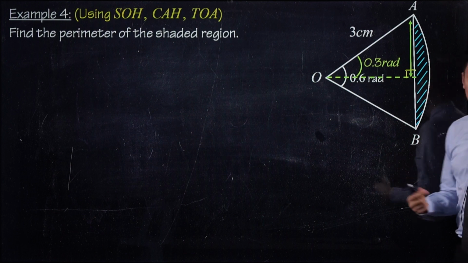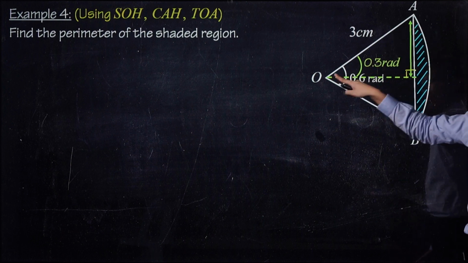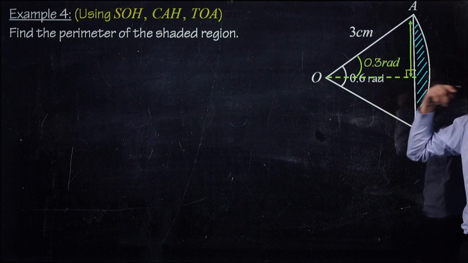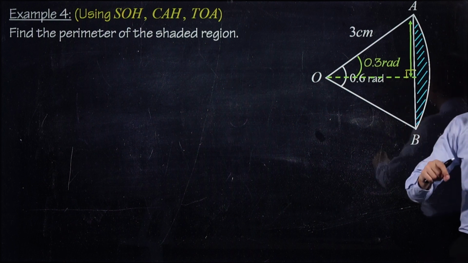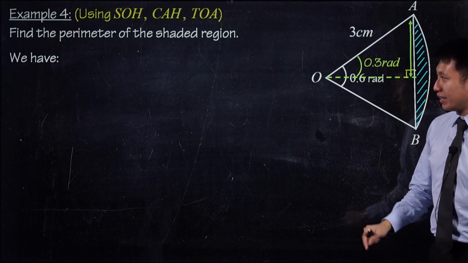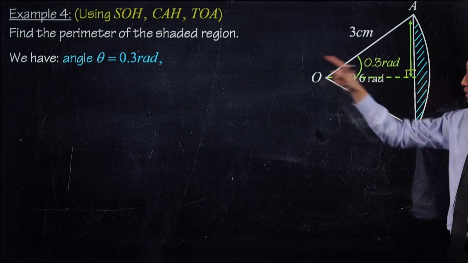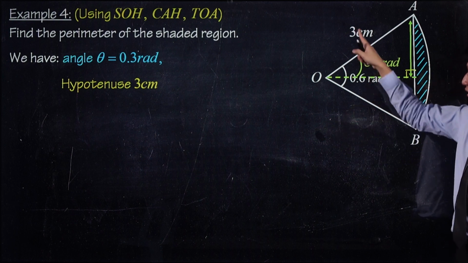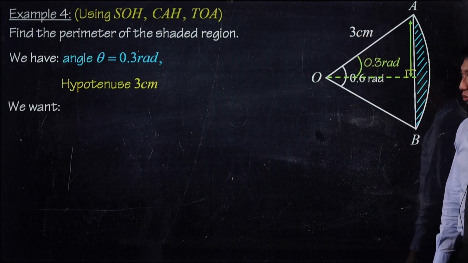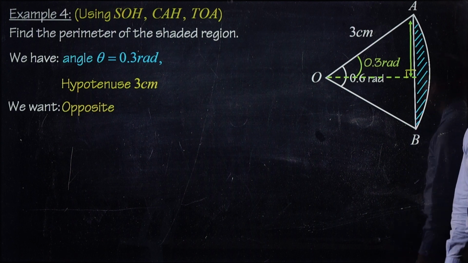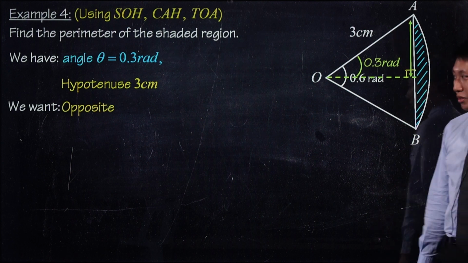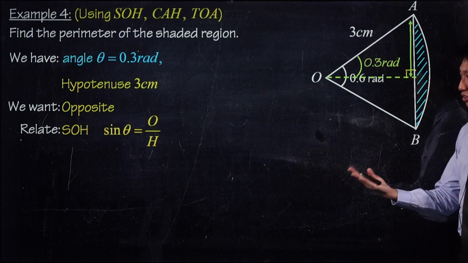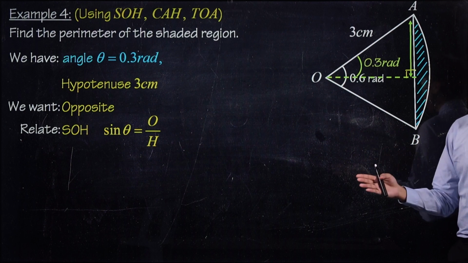Okay, so now we just have to look at this triangle here. Theta is given, 0.3 radian. The opposite side is the thing that we want to find, so O, you write that. Hypotenuse is given already, 3. Then what we want is the opposite. Relate what? O and H. So it's sine, SOH. Sine theta is O divided by H.